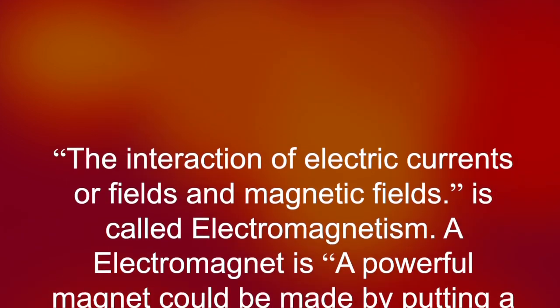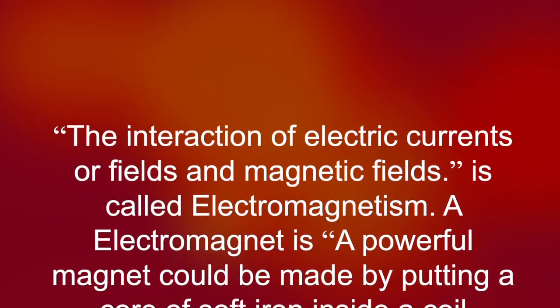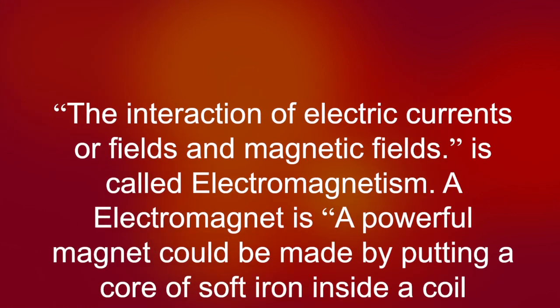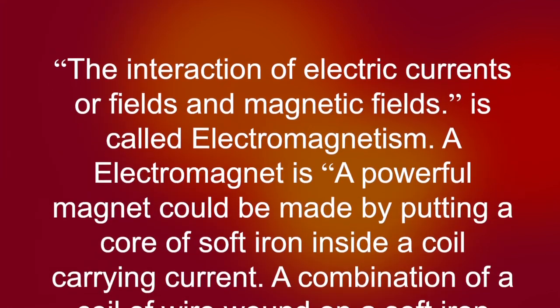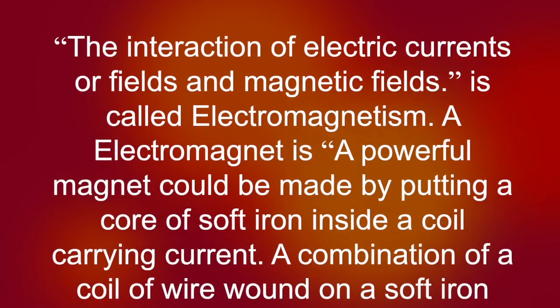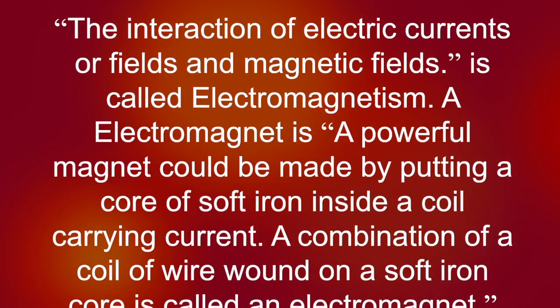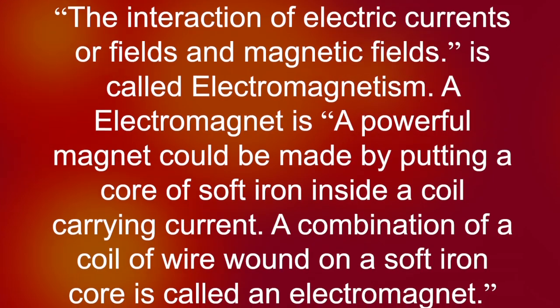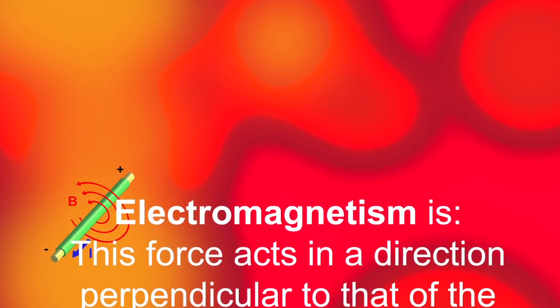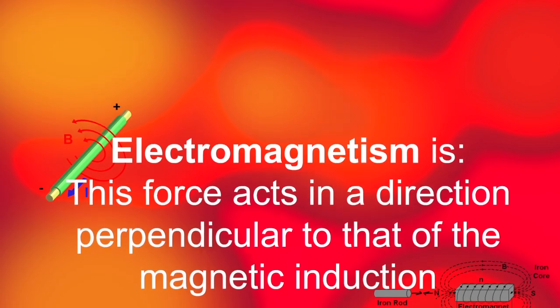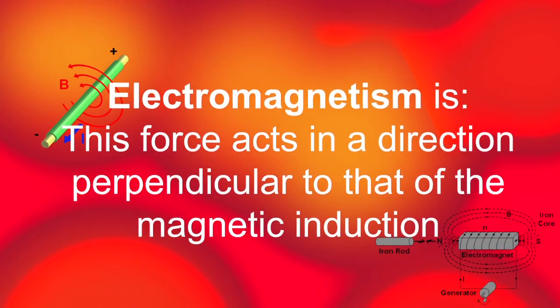An electromagnet is a powerful magnet that could be made by putting a core of soft iron inside a coil carrying current. A combination of a coil of wire wound on a soft iron core is called an electromagnet. Electromagnetism is the force in a direction perpendicular to that of the magnetic induction.